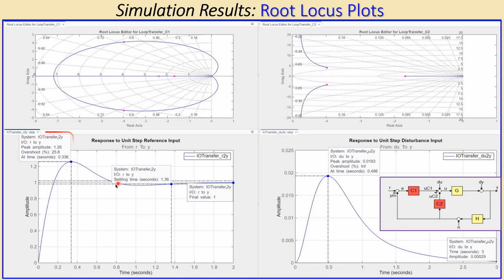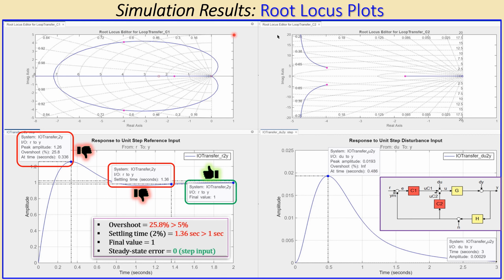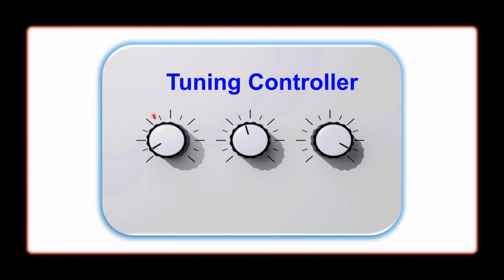And again, you can see the same values here for the overshoot, and also for the settling and for the final value. So we can see we need to fix this, and you can also see the same values for the disturbance. So this plot will give you another way to see the information that we have seen in the previous slide. So we need to tune the controller again. So that's what we need to do.